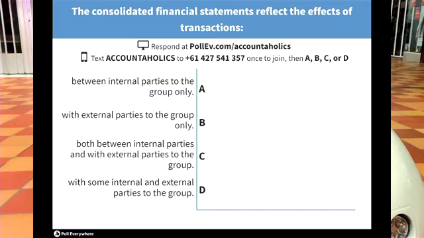The consolidated financial statements reflect the effects of transactions: A, between internal parties to the group only; B, with external parties to the group only; C, both between internal parties and with external parties to the group; D, with some internal and external parties to the group. Which one? Both internal and external? No. Are they the same? No. With internal? No. So it should only reflect external. So the answer should be B. Okay?